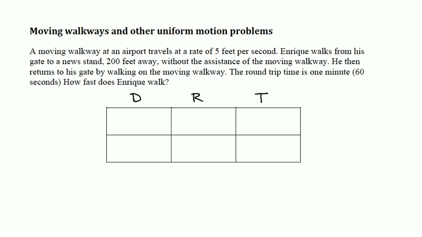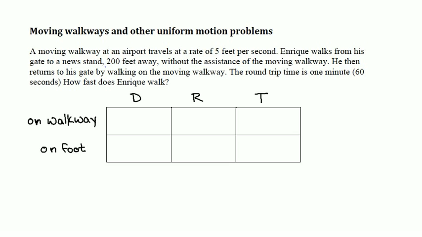This describes Enrique walking from his gate to the newsstand and then returning to his gate. So this is in one direction going with the moving walkway, or on the walkway, and in the other direction just on foot. Of course, on the walkway he is also on foot, but on foot in this case means only on foot. All right, so here we've got some information to use.